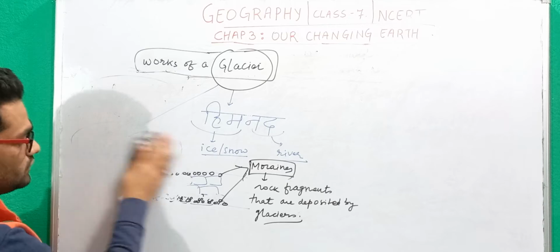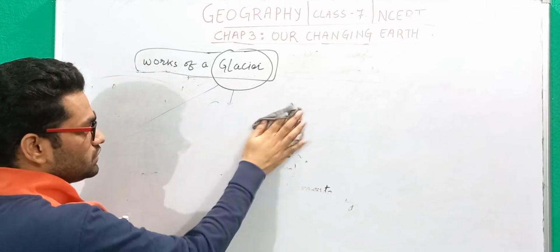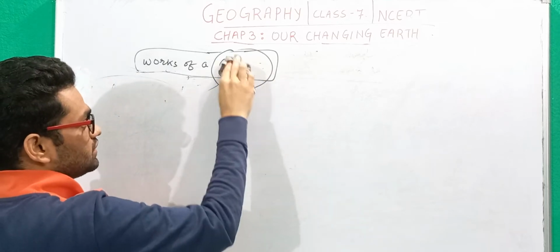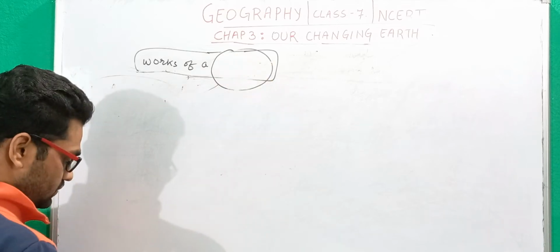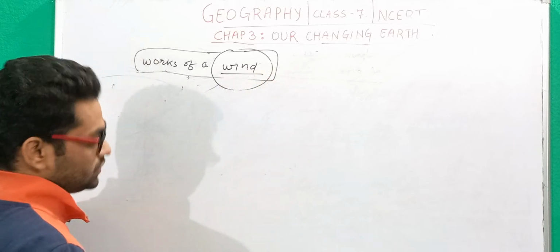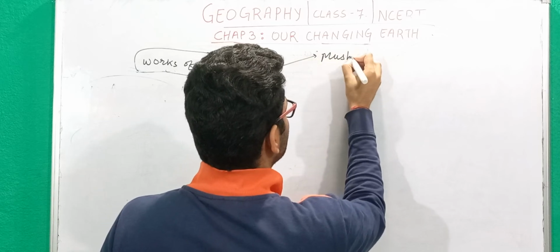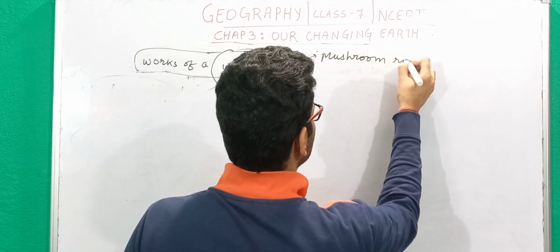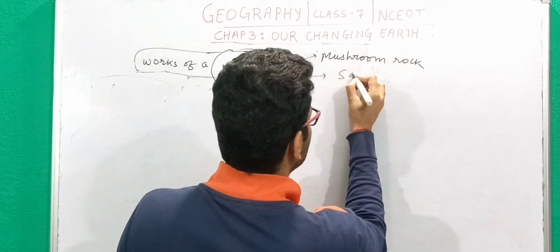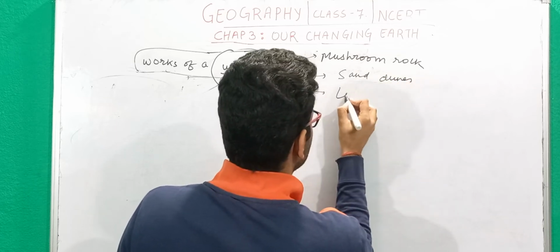Okay, and let's understand what is this wind. What are the types of landforms that are formed by winds? So this is the last topic we have, the works of the wind. In this you have to study about mushroom rock. Okay, let's first write it, mushroom rock. Then you have to study about the sand dunes. Okay, sand dunes. And then you have to study about loess.